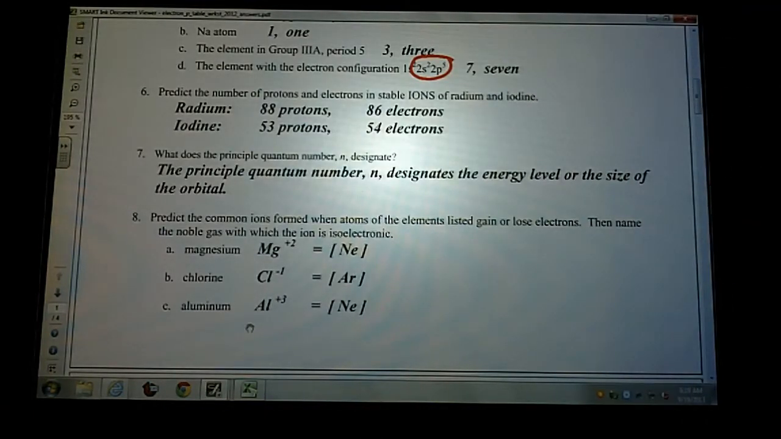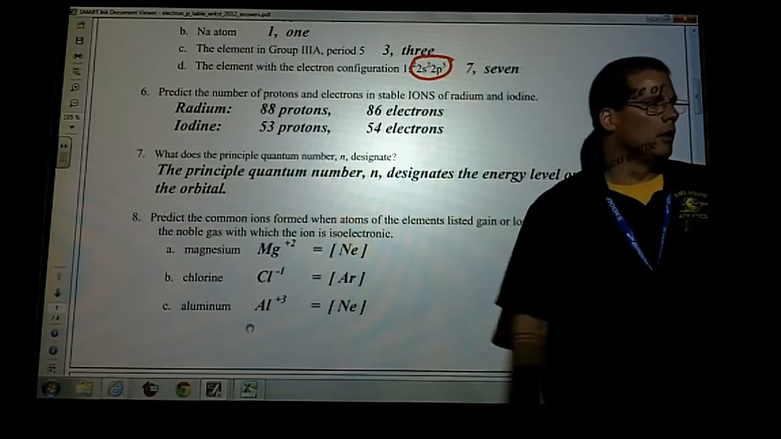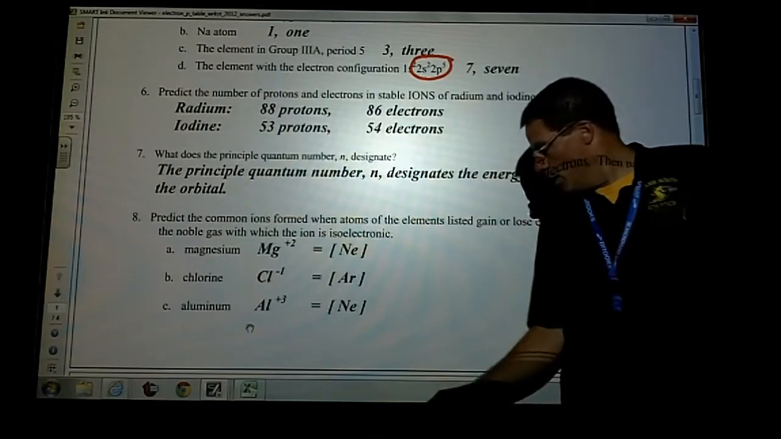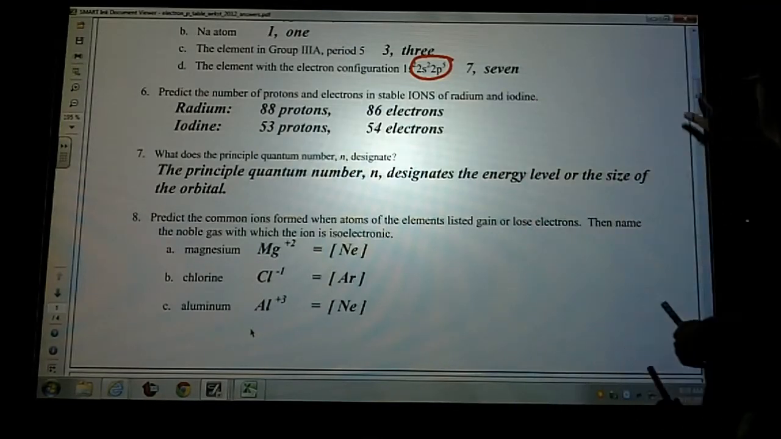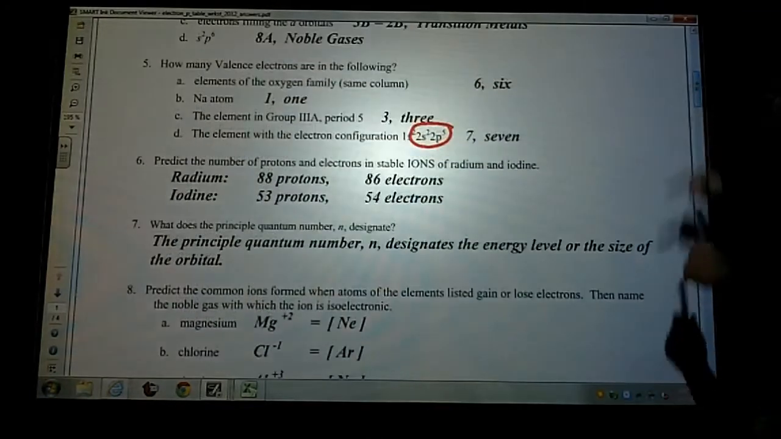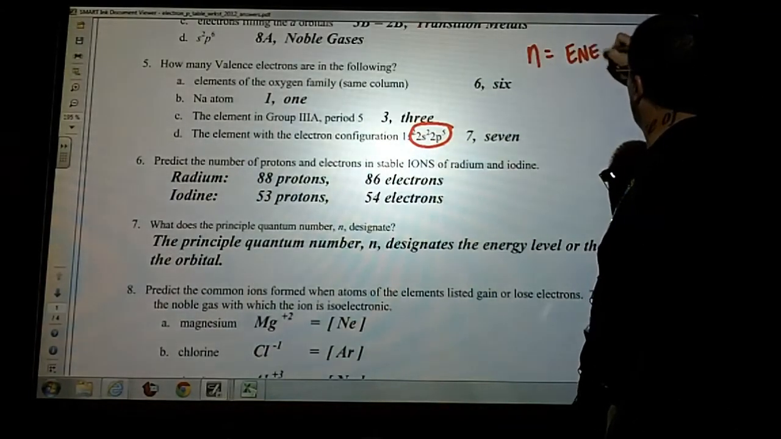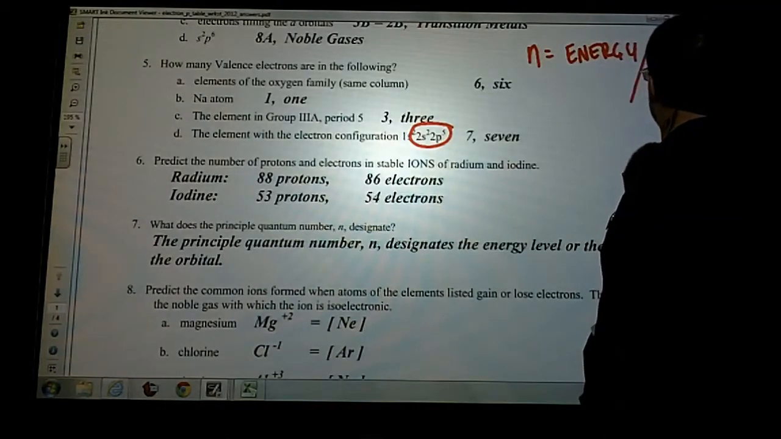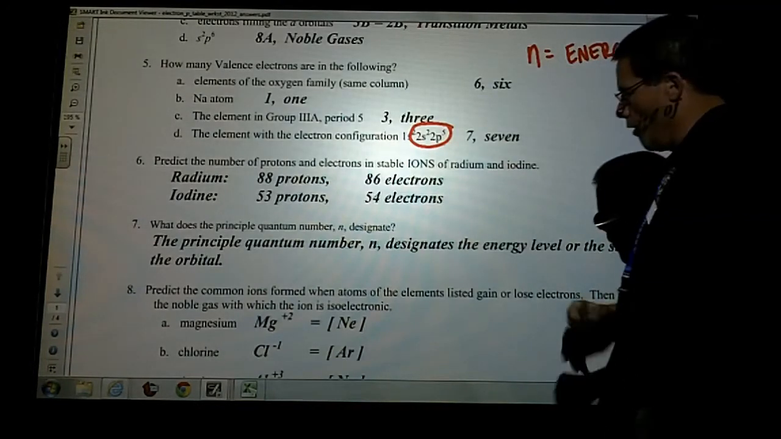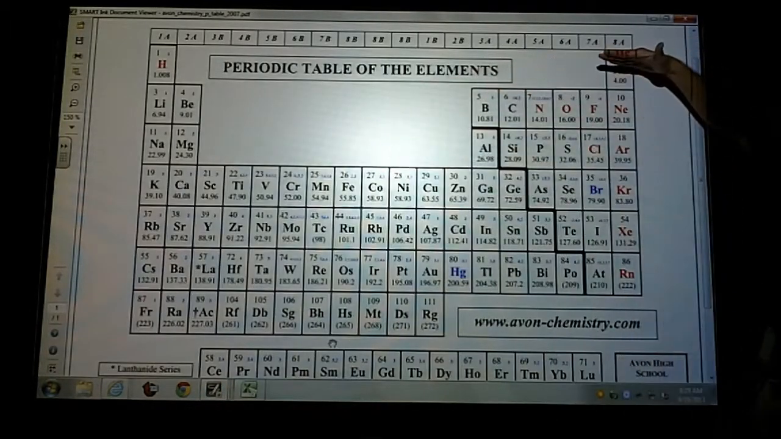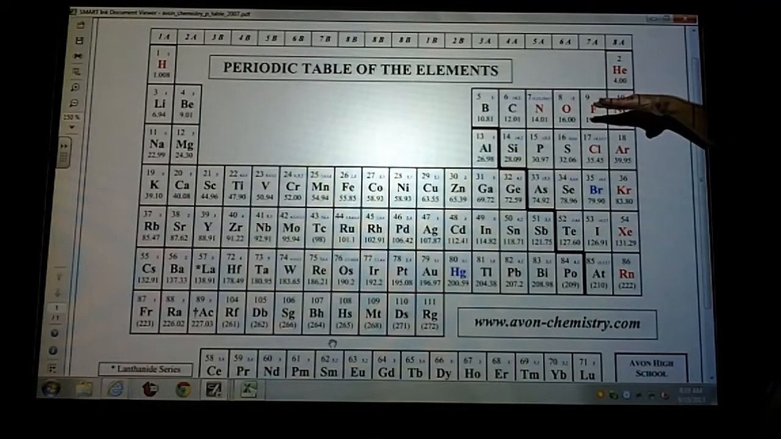All right. Number 7. What does the principal quantum number n designate? Energy levels, or the size of the orbital. There's also some more that we need to know. So n represents the energy level or the size. So if you look at the periodic table, n equals 1, that's row 1. n equals 2, row 2. n equals 3, so on and so forth.